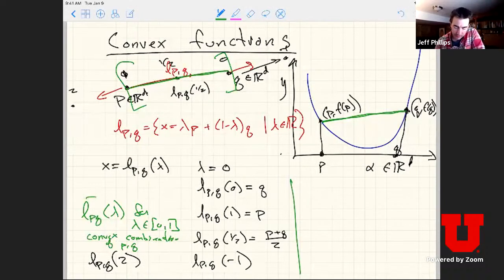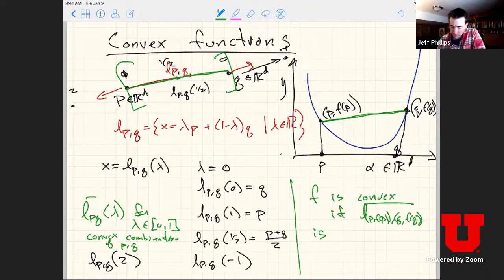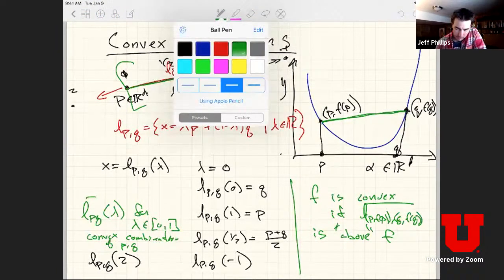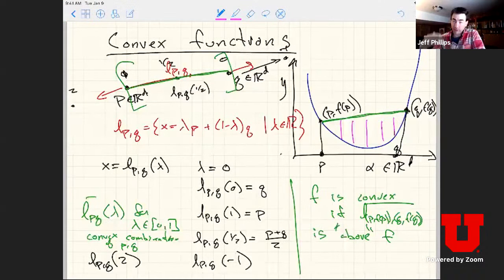F is convex if basically the line segment LPQ, or technically P, F of P, Q, F of Q, if this line segment is above F. That means that it's always above it in this sense.